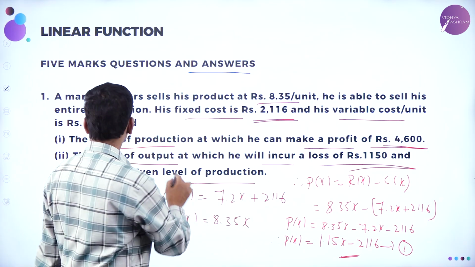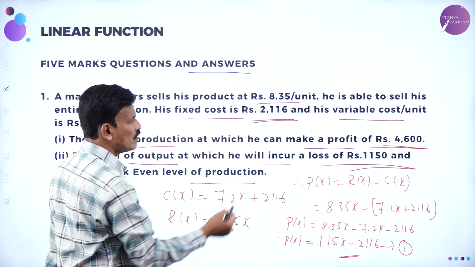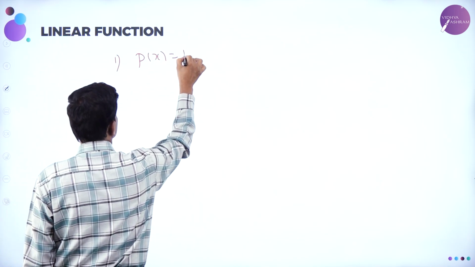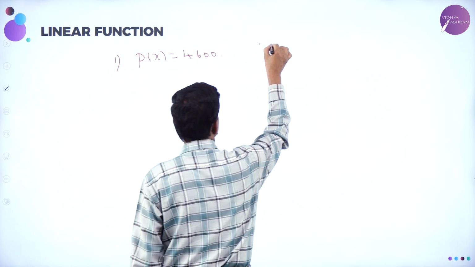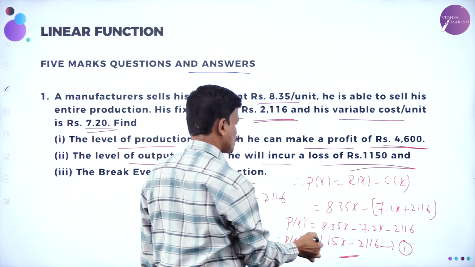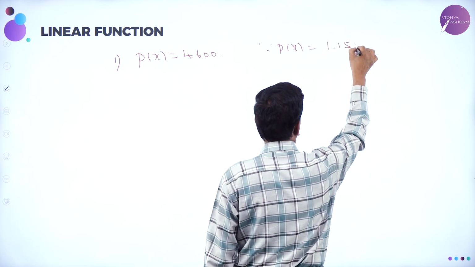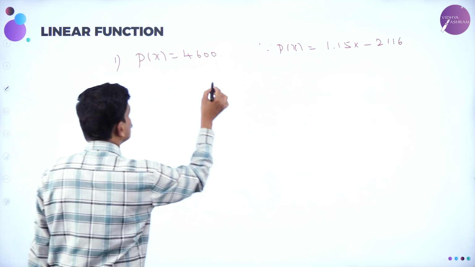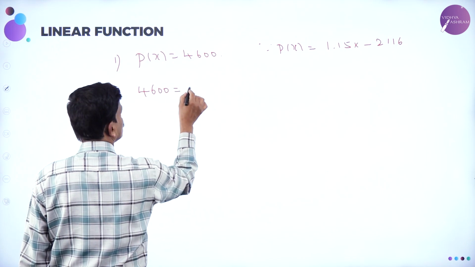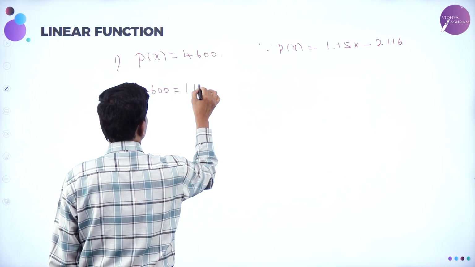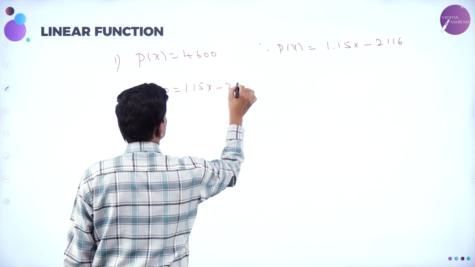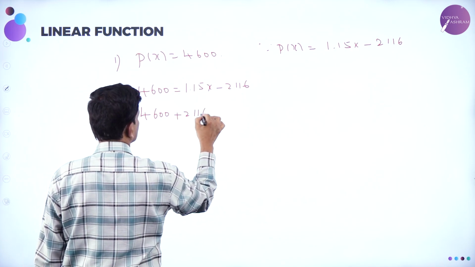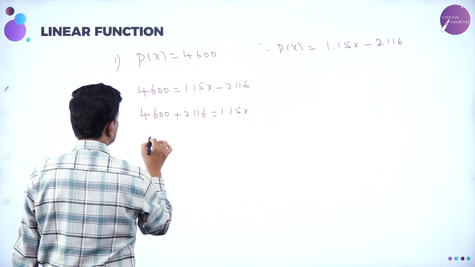Now let us come to the first one. The level of production at which he can make a profit of rupees 4600. The first one, P of x is equal to 4600. Since P of x is equal to 1.15x minus 2116, substitute here. So 4600 is equal to 1.15x minus 2116. This is 4600 plus 2116 is equal to 1.15x.